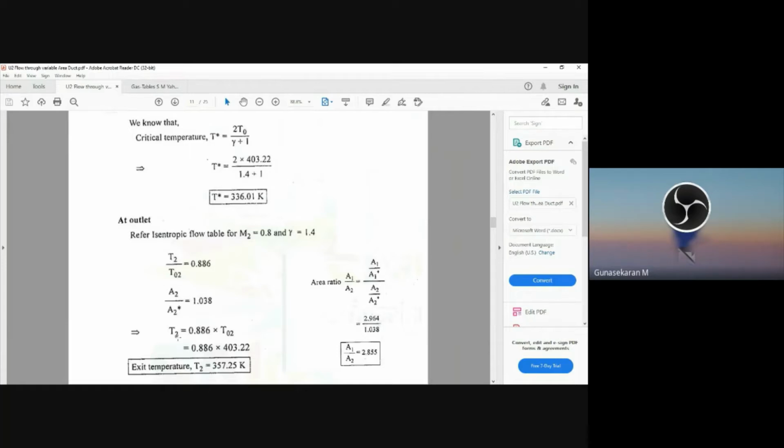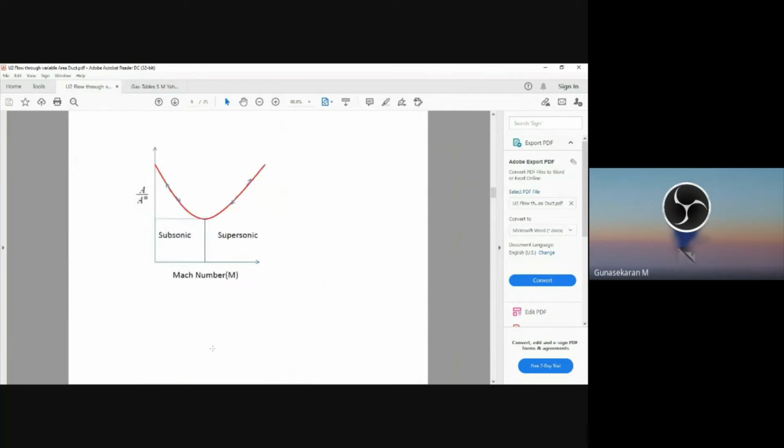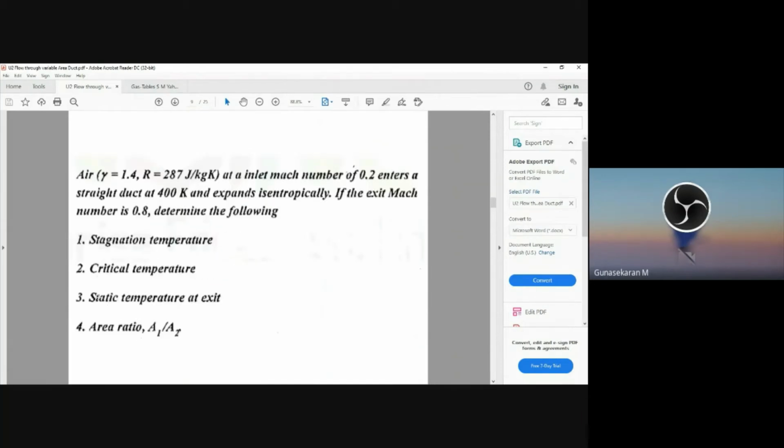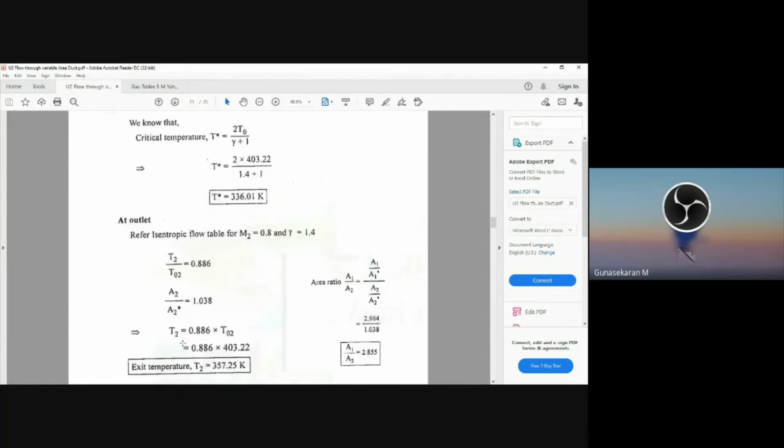Then from this ratio we get T2. T2 is nothing but 0.886 into 403.22. So now you are getting the exit static temperature, T2, which is 357.25. Now you got the exit temperature, because that is what we need. They are asking for the static temperature at the exit, nothing but T2, 357.25.